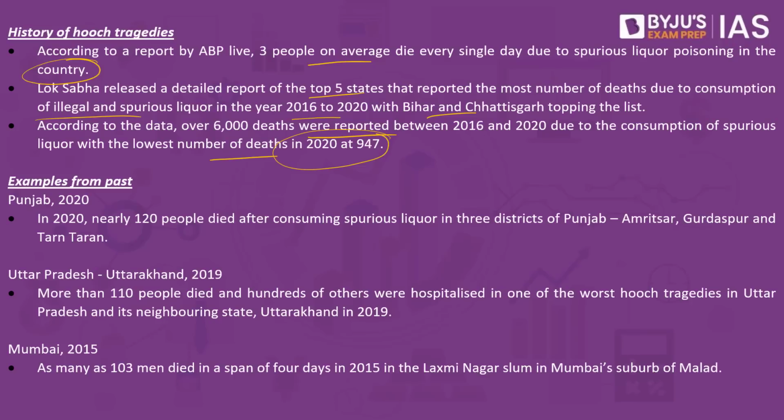There have been examples from the past as well. In the state of Punjab in 2020, nearly 120 people died after consuming spurious liquor in 3 districts of Punjab: Amritsar, Gurdaspur, and Tarn Taran. In Uttar Pradesh and Uttarakhand in 2019, more than 110 people died and hundreds of others were hospitalized in one of the worst hooch tragedies in Uttar Pradesh and its neighboring state Uttarakhand.